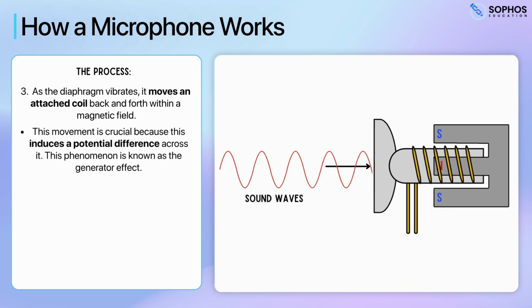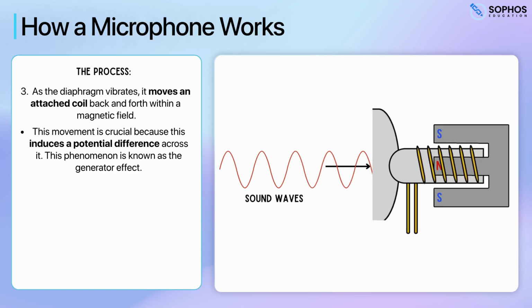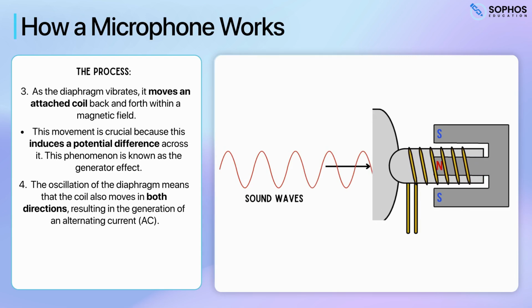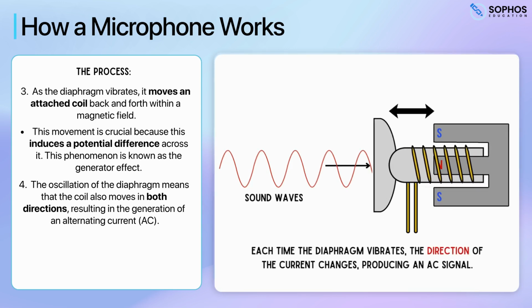This movement is crucial because, according to the principles of electromagnetic induction, as the coil cuts through the magnetic field lines, a potential difference is induced across it. This phenomenon is known as the generator effect. The oscillation of the diaphragm means that the coil also moves in both directions, resulting in the generation of an alternating current, AC. Each time the diaphragm vibrates, the direction of the current changes, producing an AC signal.